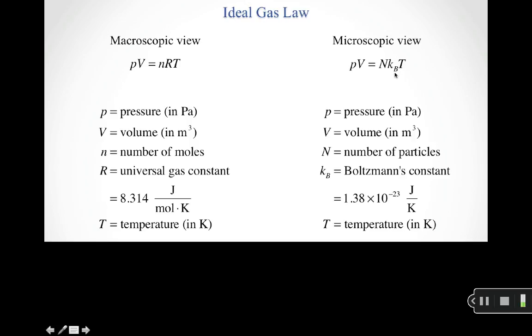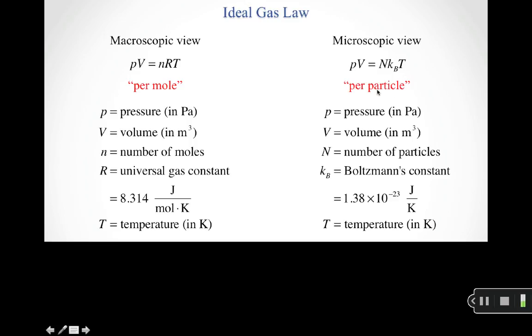Boltzmann's constant is going to have units of joules per Kelvin, because I'm going to keep my pressure, volume, and temperature in units of pascals, cubic meters, and Kelvin. The number of particles is just a number, so it's unitless. So Boltzmann's constant has units of joules per Kelvin, and I need a value of 1.38 times 10 to the minus 23rd. So with the two different versions of the ideal gas law, one is having me think about my ideal gas per mole, and the other one is having me think about the ideal gas per particle.